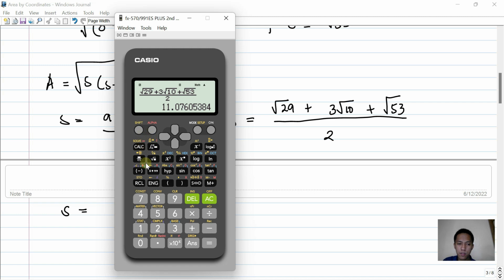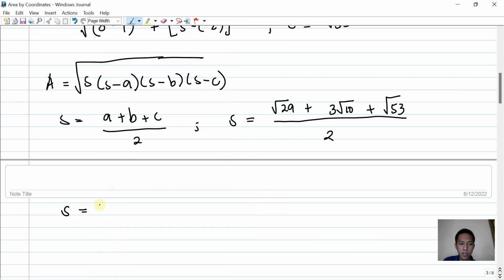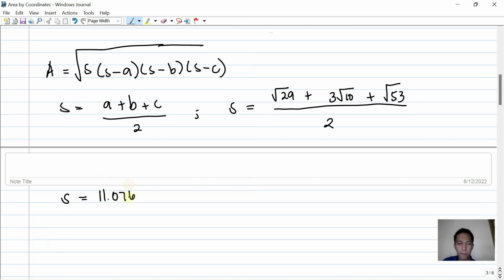calculator. So shift, okay, store, ayan. Then store natin sa, let's say, sa x, ayan. So if you press alpha x, it will give you the value of the semi-perimeter. So take note that x is the semi-perimeter sa calculator natin. Okay, sulat lang natin yung value niya. So that is 11.076. So that is the semi-perimeter.